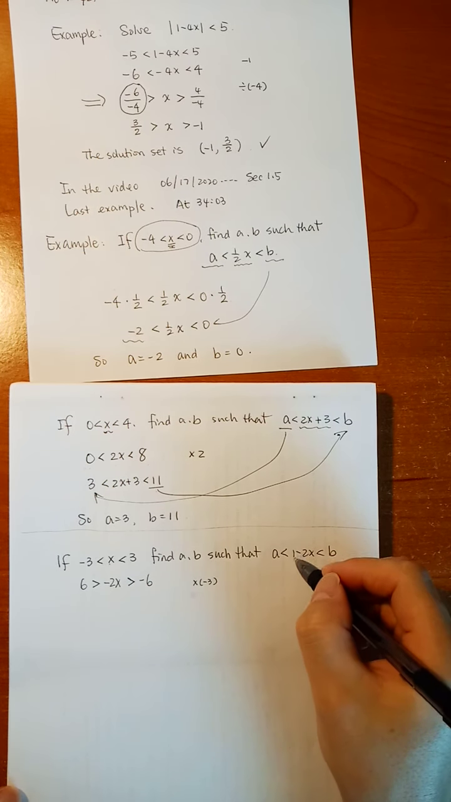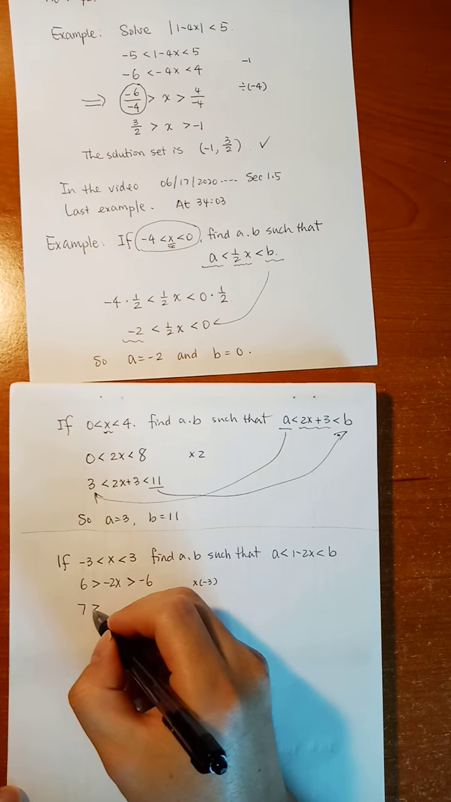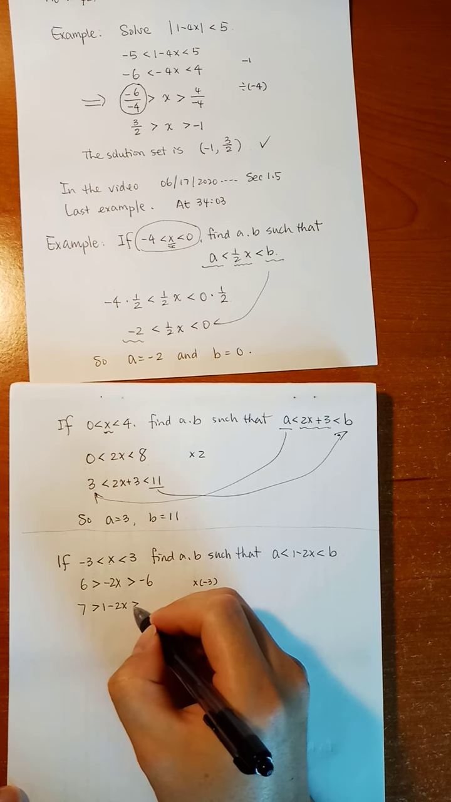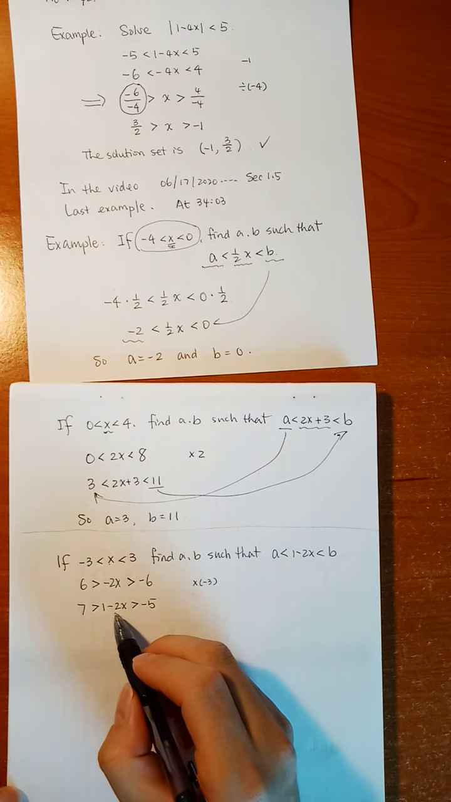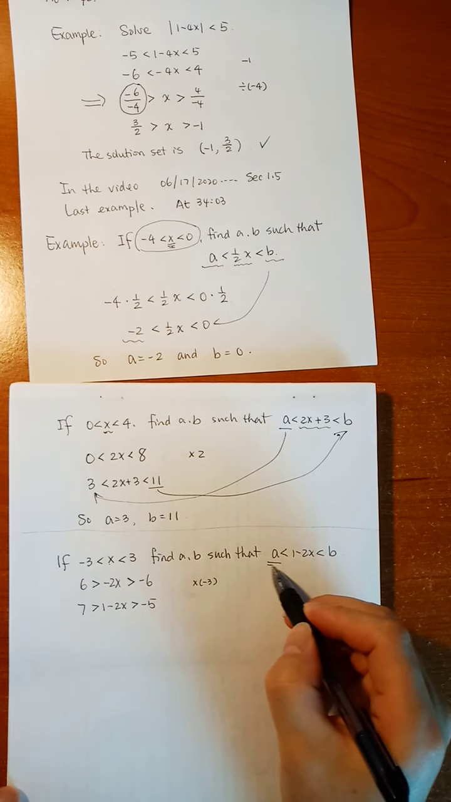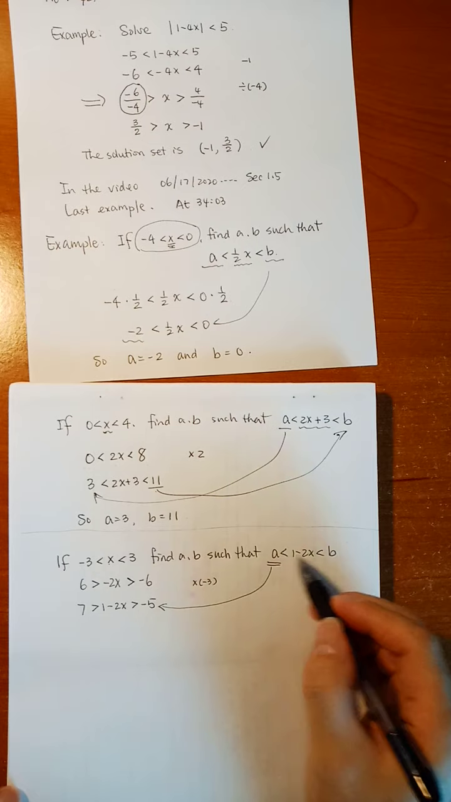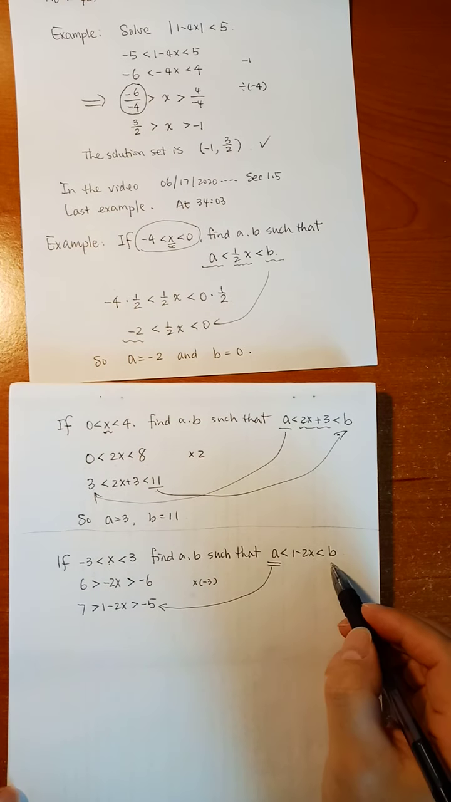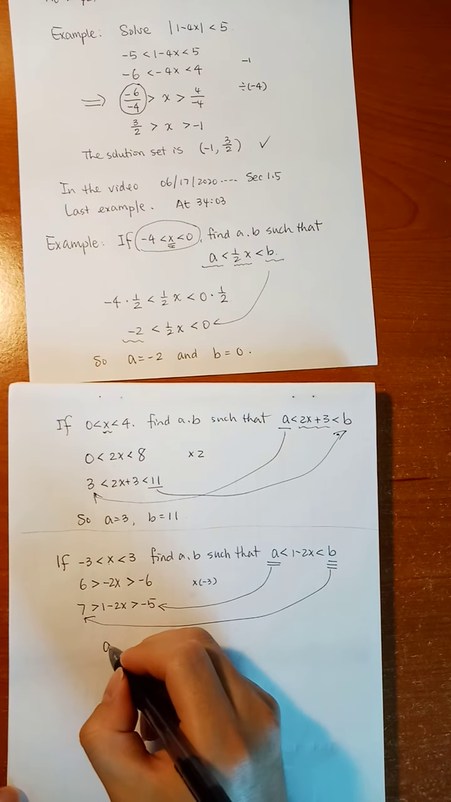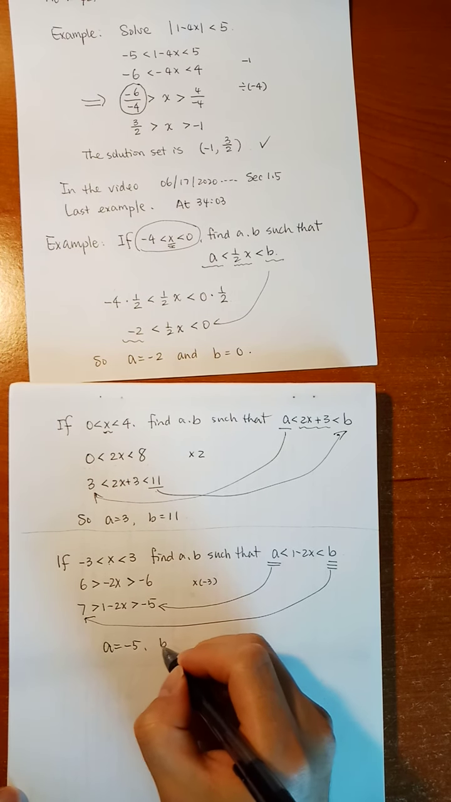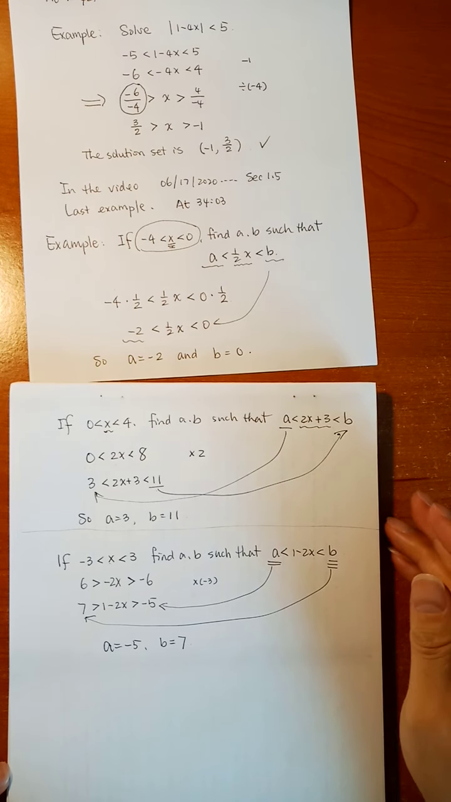And second, here there's a 1. So you add a 1 for all 3 sides. 7, 1 minus 2x, negative 5. Okay, so negative 5 less than this, less than 7. So a, check here, a is in the smallest position, the smallest side. It's less than all other 2 sides. And here b is 7. So a is negative 5 and b is 7.